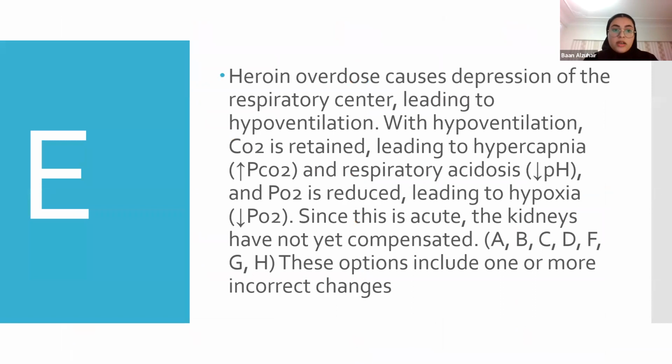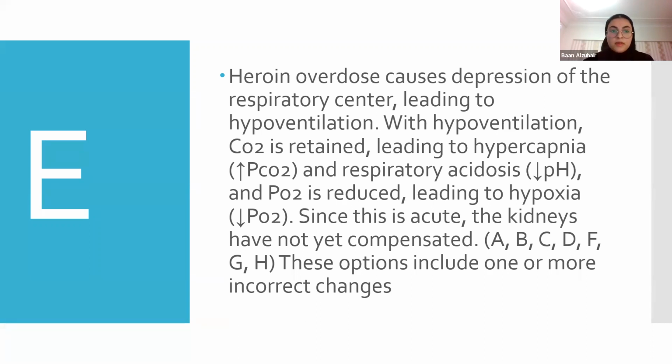Okay, so the explanation is heroin overdose causes depression of the respiratory center, leading to hypoventilation. That's why her breathing was slow and erratic. With hypoventilation, CO2 is retained. That's why it's high, leading to hypercapnia and acidosis. An increase in CO2 would always lead to acidosis. And PO2 is reduced, leading to hypoxia. Since this is acute, the kidneys have not yet compensated. All the answers, except for E, obviously, include one or more incorrect changes.